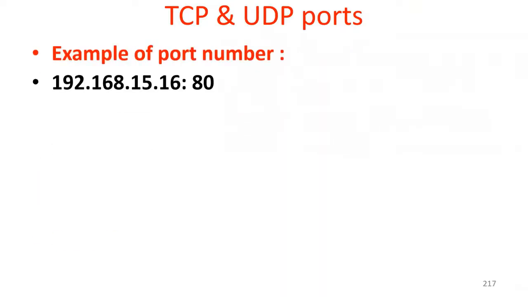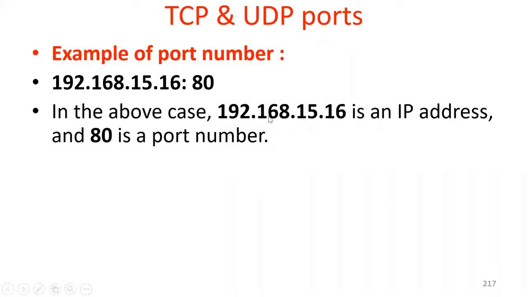For example, 192.168.15.60 colon 80. In this case, 192.168.15.60 is an IP address. An IP address is a logical address, and every system is identified by using this IP address. What about the 80 here? To identify the particular process in the particular system, we use this 80. Here 80 is a port number. In the above case, 192.168.15.60 is an IP address and 80 is a port number identifying the service. The system is identified by the IP address, and the service is identified by the port number.